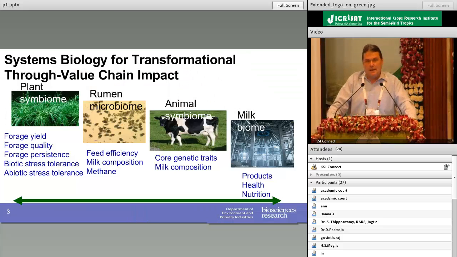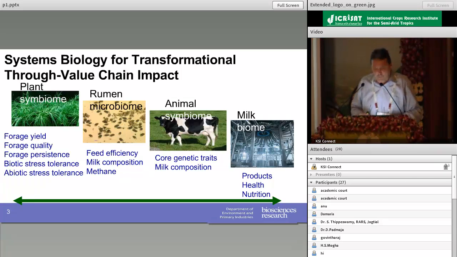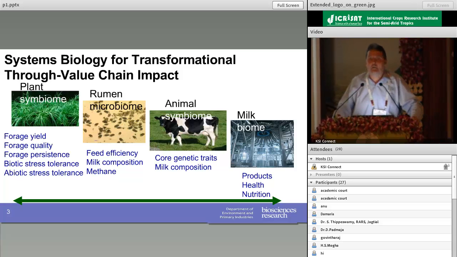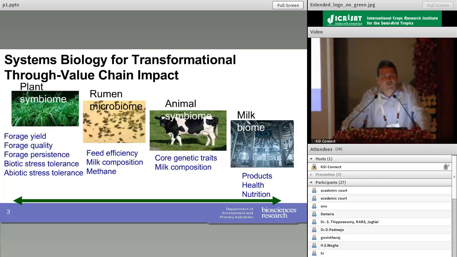The second key point that I would like to make is one about considering the totality of the biological system that we deal with in crop improvement, and also to do so with a through value chain impact perspective. And specifically today, I will be talking about our work on the one side, better understanding a plant symbiome, and I referred specifically in that manner, not only considering the core, say, genome of the target crop. In our case, it is perennial ryegrass.